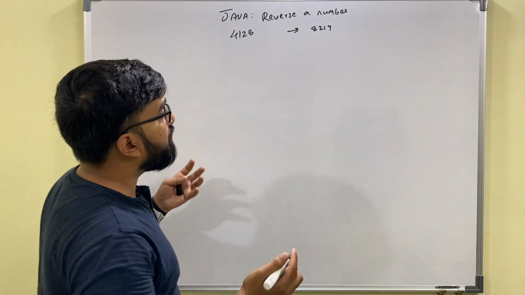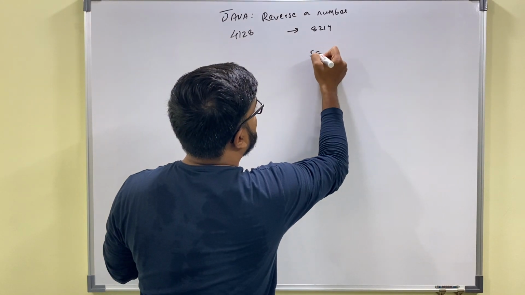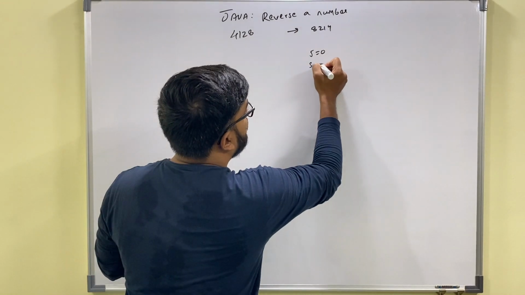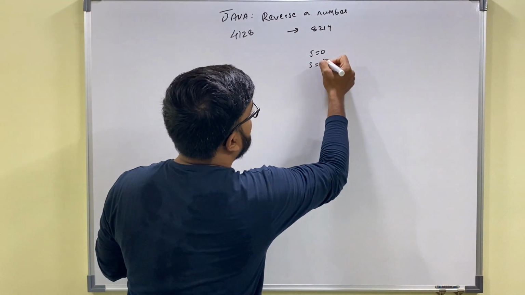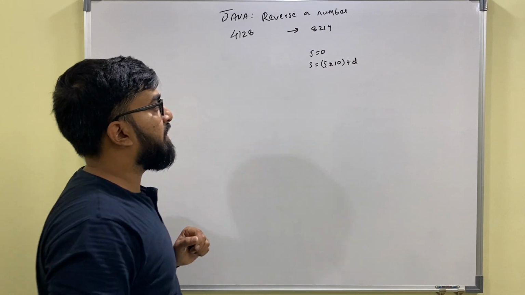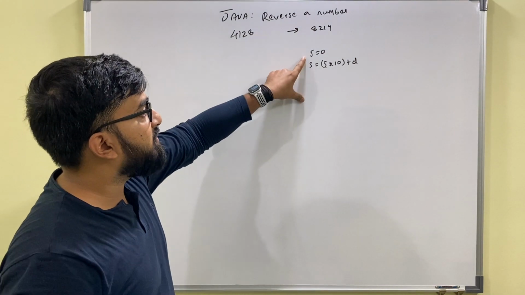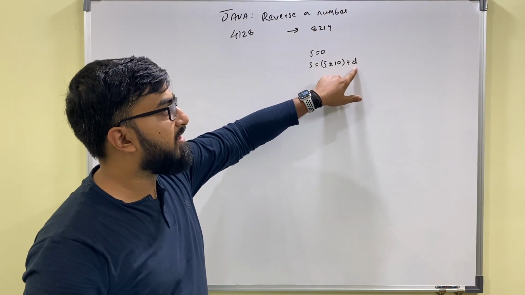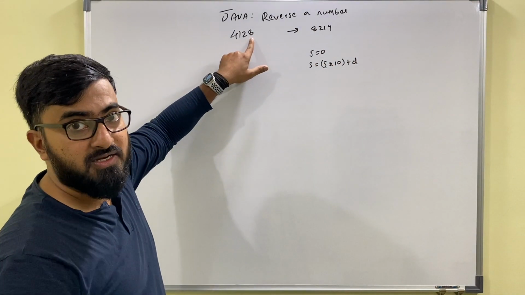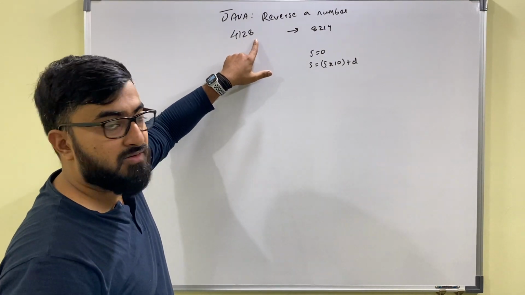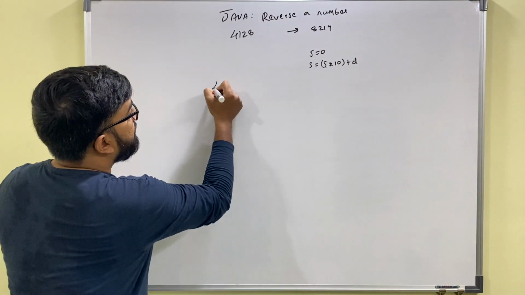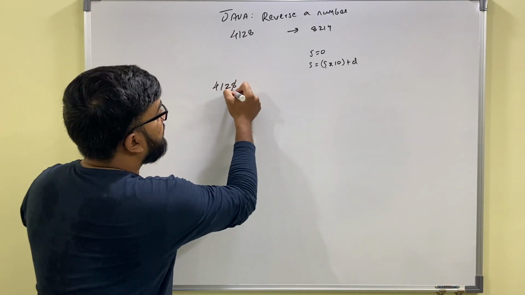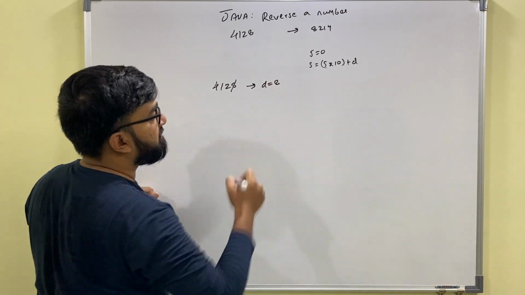Okay, so let's say we have a variable s equal to 0. Okay, and I have a formula s is equal to s into 10 plus d. All right, s starts with 0, and then we say s equal to s into 10 plus d. What is d here? d is a digit from this integer starting from the right hand side. So d is the first digit, which is 8 in this case.